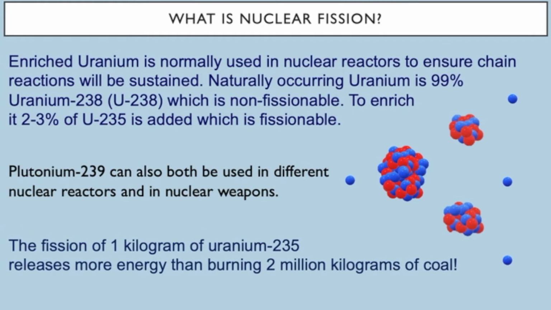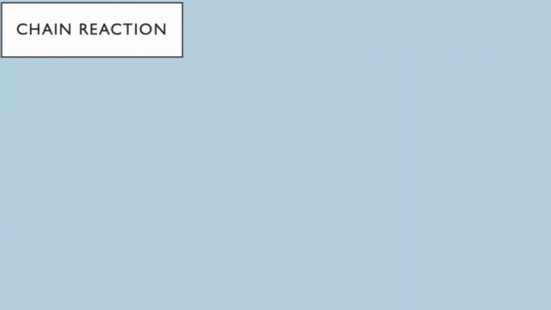And this is really interesting: the fission of 1 kilogram of uranium-235 releases more energy than burning 2 million kilograms of coal. So you can see why people might want to use nuclear reactors rather than coal power generators, because we can use 1 kilogram of uranium instead of 2 million kilograms of coal. There are other advantages as well, which we'll look at. So we've looked at one fission reaction here.